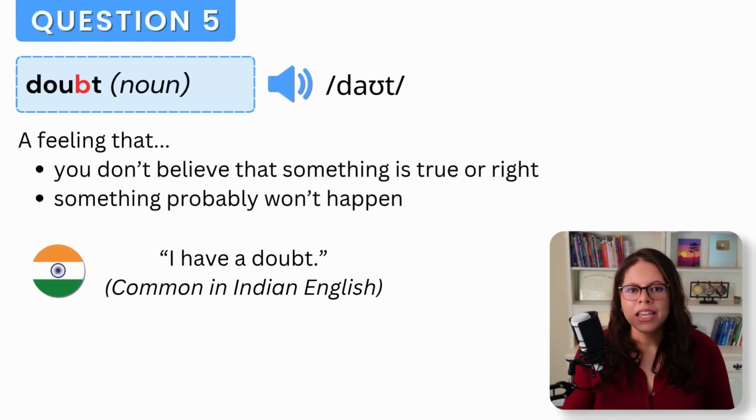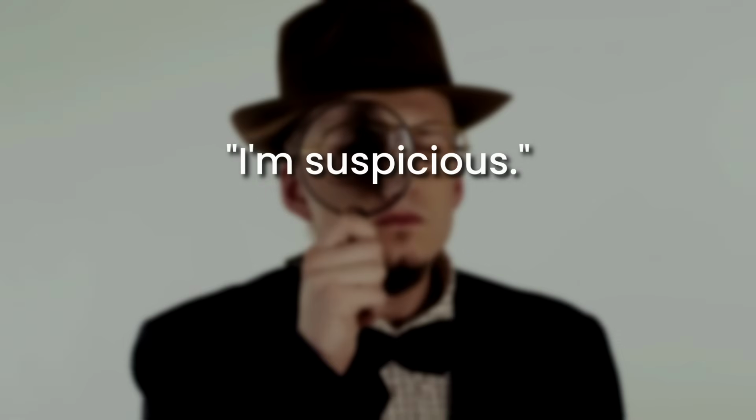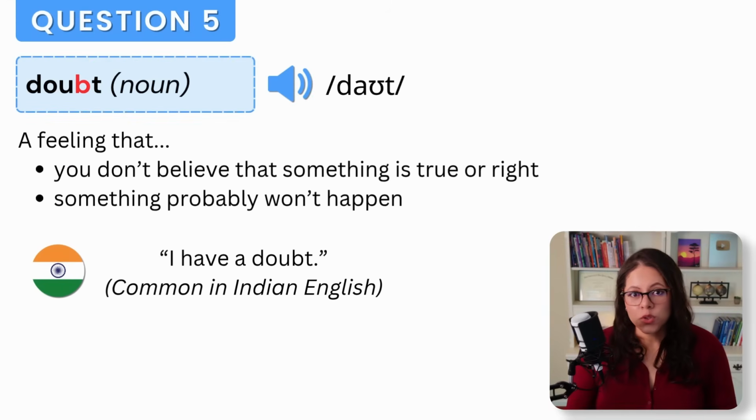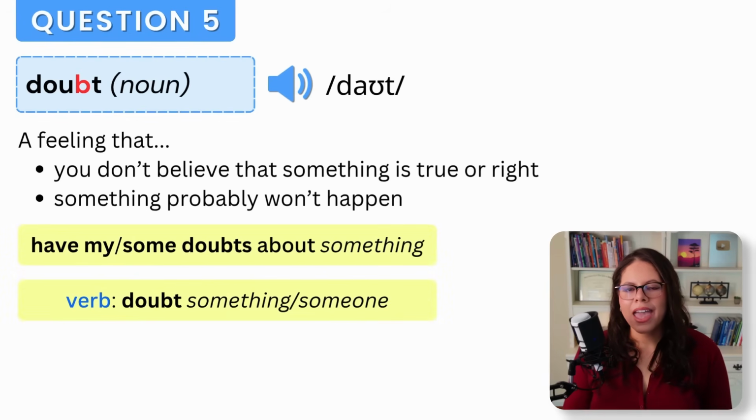Also, I know that it's common to say, I have a doubt in Indian English, but keep in mind that if you say this to a native speaker in, for example, North America, the UK, Australia, etc., we'll think that you're trying to say, I'm suspicious or I don't believe you. So if you really want to say, I don't believe that something is true, it's usually more natural to say something like, I have my doubts, or I have some doubts about something.